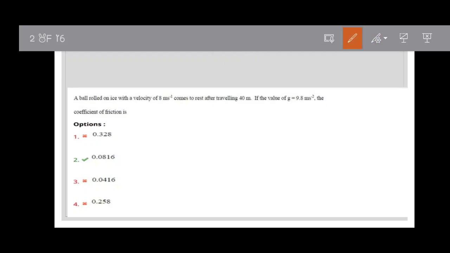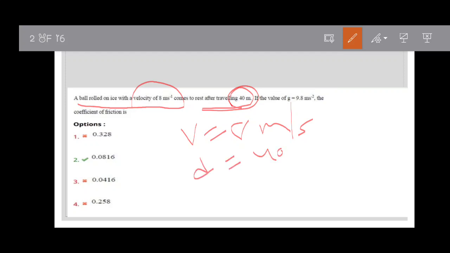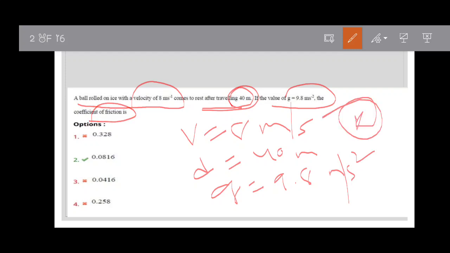Here the question reads, a ball rolled on ice with a velocity of 8 meter per second comes to rest after traveling 40 meters. Given velocity equals 8 meter per second, distance 40 meters, and g equals 9.8 meter per second square, the acceleration due to gravity. He is asking to find the coefficient of friction k. Options read 0.328, 0.0816, 0.0416, 0.258. Let's see the answer.